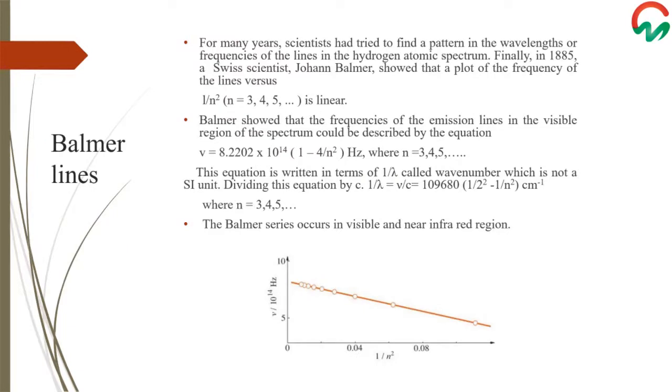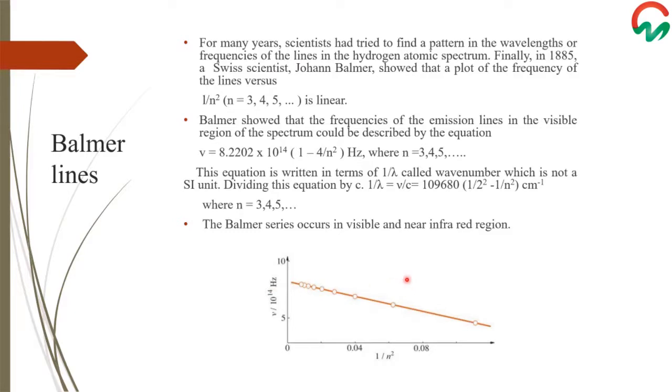Now we are going to discuss some major contributions given by a Swiss scientist John Balmer. For many years, scientists had tried to find out the pattern in the wavelengths or frequencies of the lines in the hydrogen atomic spectrum. In 1885, a Swiss scientist John Balmer showed that a plot of the frequency versus 1 by n square is a linear graph.